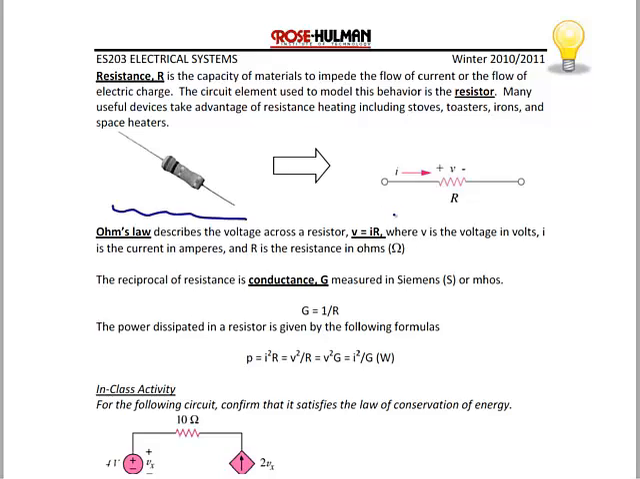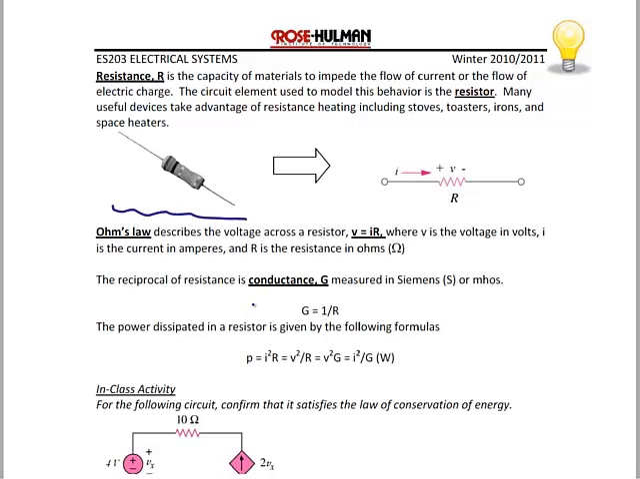However, the symbol that we use in class is on the right. And notice that it has a voltage marking as well as a current marking. The way that we describe the relationship between current and resistance for a resistor is Ohm's law, which we've talked about before. V equals I times R, where V is the voltage in volts, I is the current in amperes, and R is the resistance in ohms.